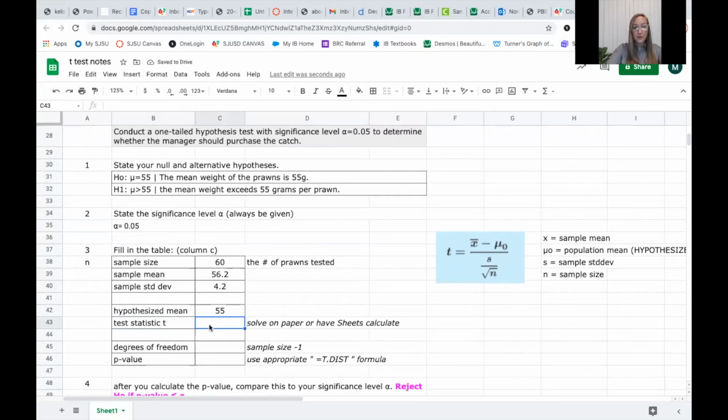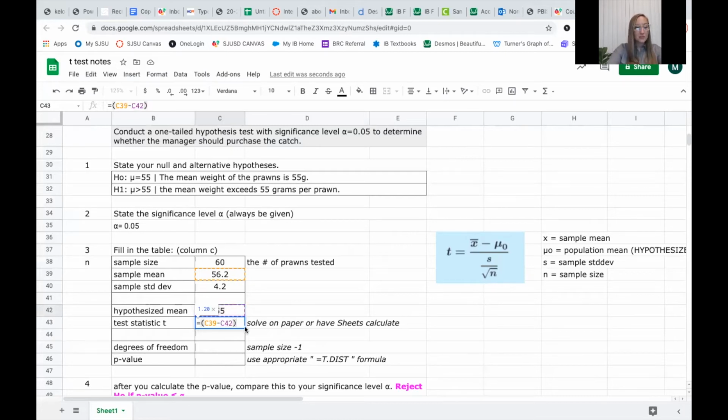The next part we're going to fill in is the test statistic t, which is one of these instances where the handheld graphing calculator is a little bit more efficient, but we can still calculate this on Google Sheets. So I'm going to use the formula. And to get Sheets to calculate that, remember the first thing that I'm always going to type in is an equal sign. That's the signal that we are doing math. I'm going to use parentheses for the top of my fraction. And for my formula, I have sample mean minus the hypothesized mean. So x bar minus mu.